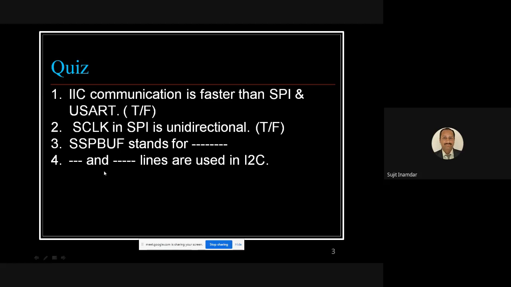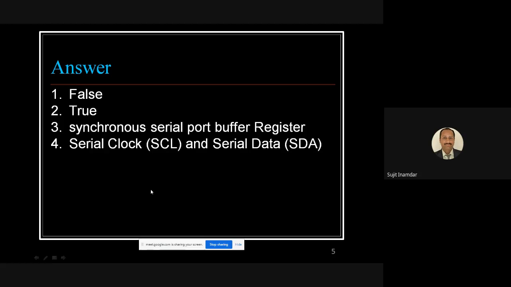And the last one, which two lines are used for I2C? What are the names for that? Okay, so she has tried to give the answer. Okay, good. So that one also has two lines. So here are the answers.